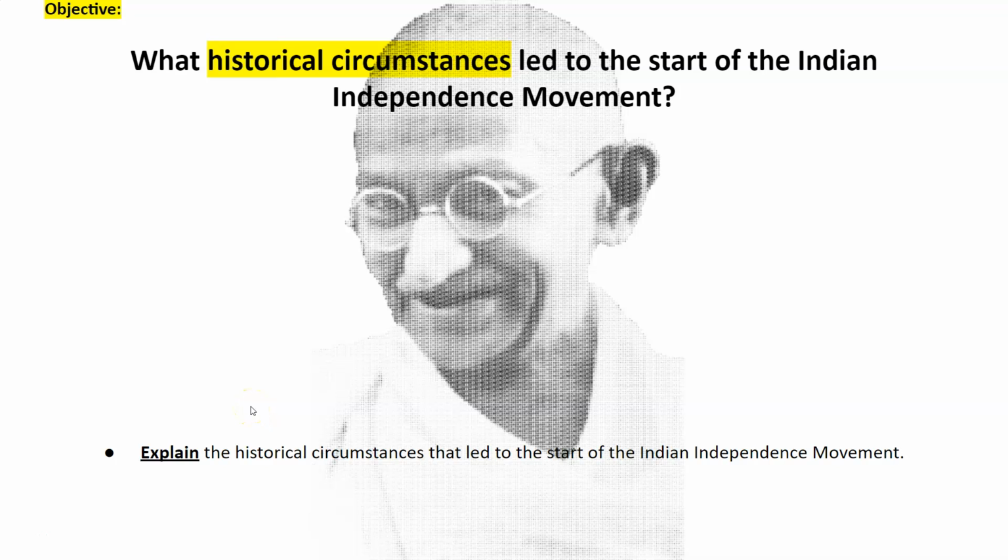All right, everybody. This is our first of two lessons having to do with Indian nationalism and independence. So your objective for this lesson is to think about what the historical circumstances were that led to the start of the Indian independence movement. At the end of this, in the Edpuzzle, I'm going to ask you to explain the historical circumstances that led to the start of the Indian independence movement. Let's get started.